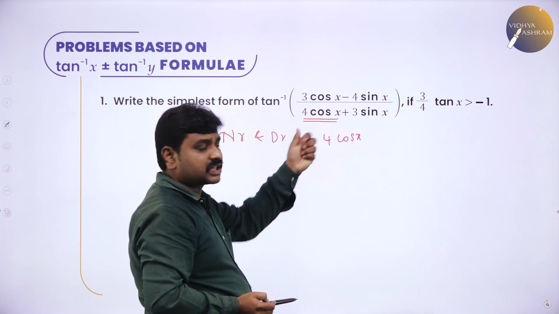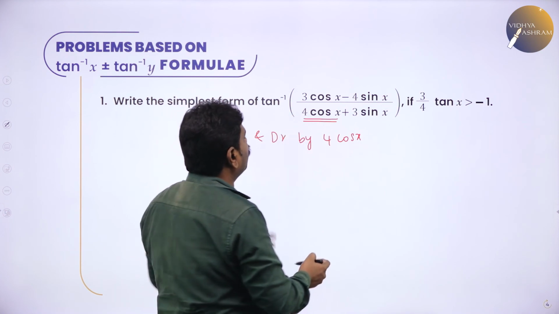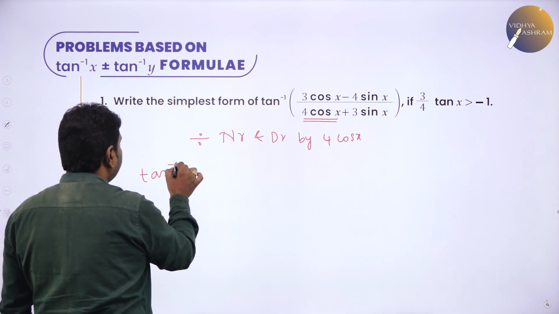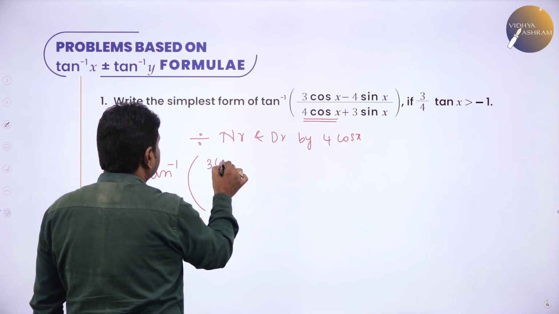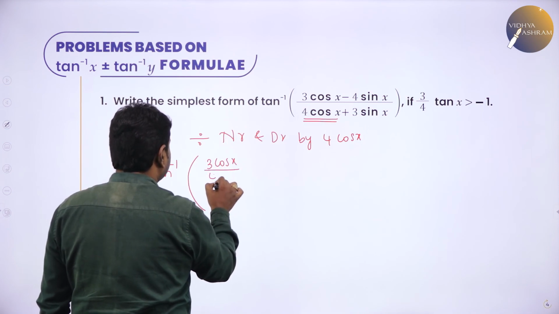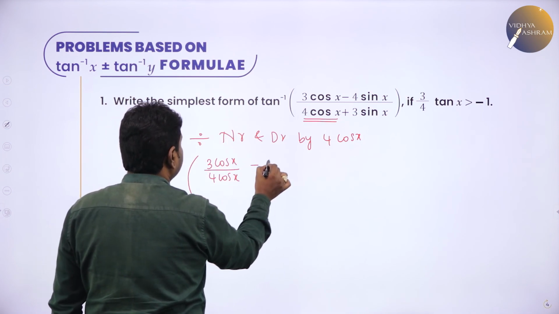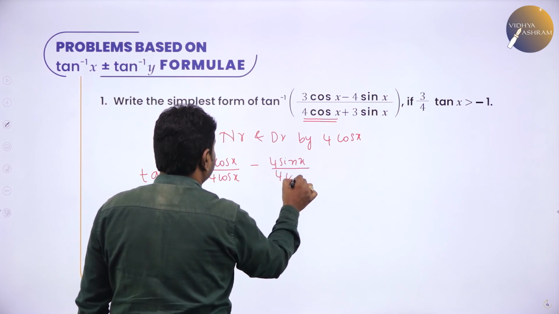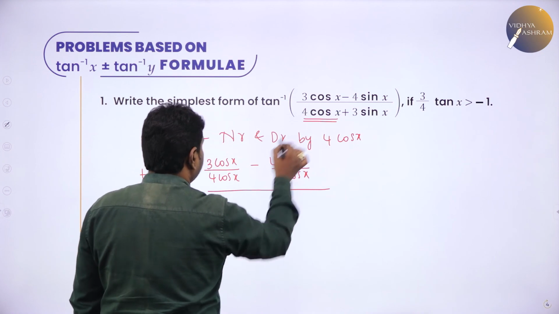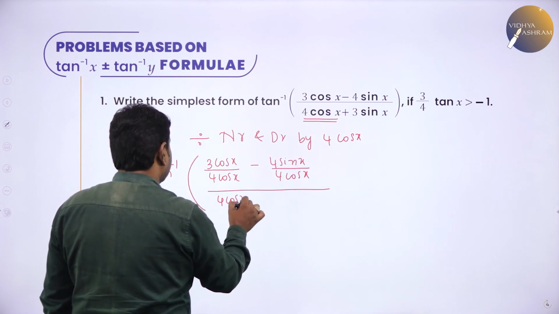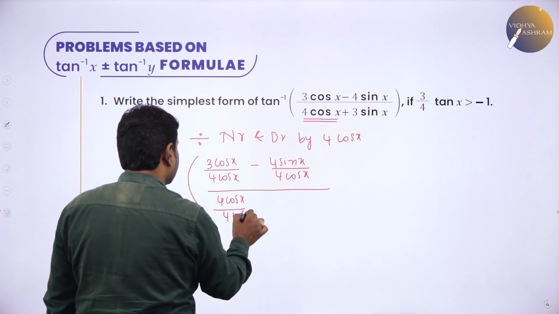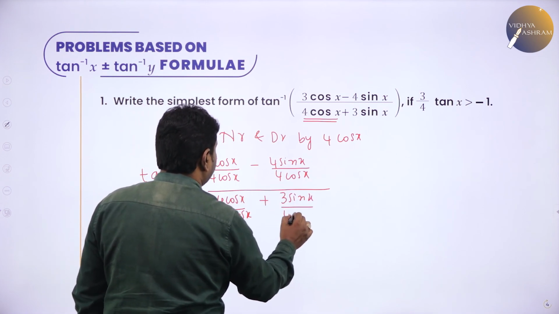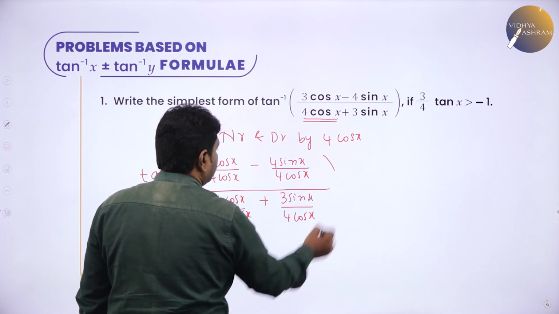Here we have 4 cos x. So divide numerator and denominator by 4 cos x. That is the hint. So now the problem becomes tan inverse of numerator is 3 cos x divided by 4 cos x minus 4 sin x divided by again 4 cos x, denominator 4 cos x divided by 4 cos x plus 3 sin x divided by 4 cos x. I am dividing numerator and denominator by the same term.